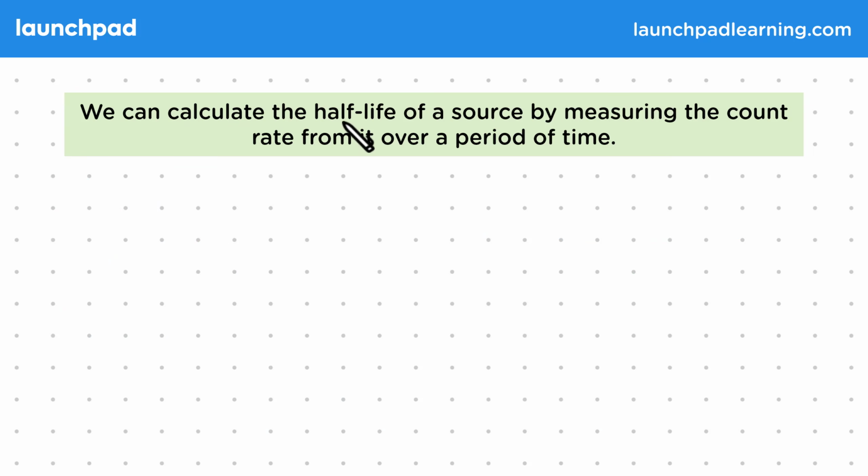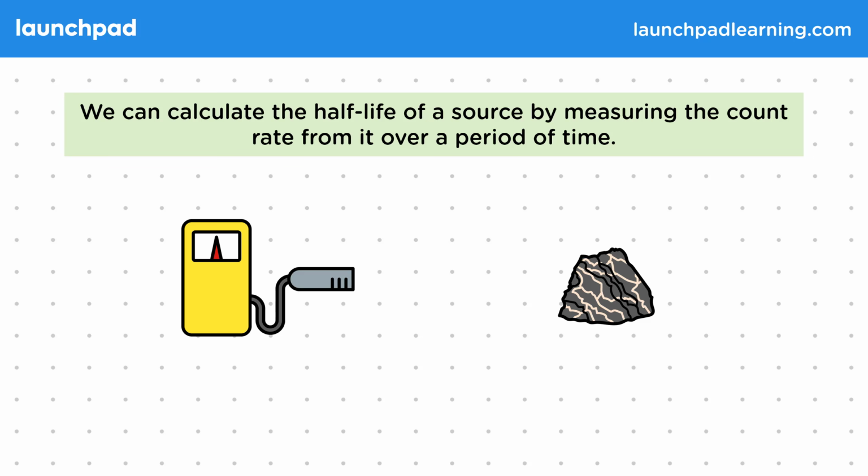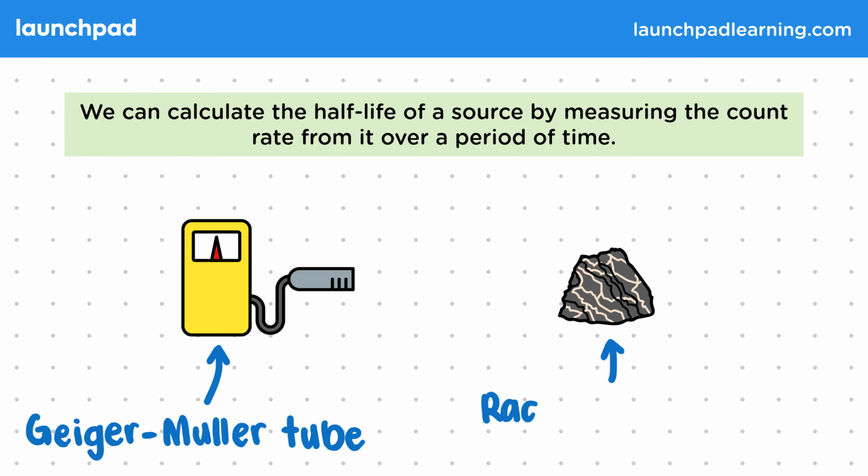We can calculate the half-life of a source by measuring the count rate from it over a period of time. Remember that we measure activity using a Geiger Müller tube, which we point at a radioactive source. The device will then click every time it detects a radioactive decay in the source, and the rate of these clicks will be the count rate. The higher the count rate, the higher the activity from the source. Though we should be aware that we're only detecting the radiation directed towards the tube, not all of it.